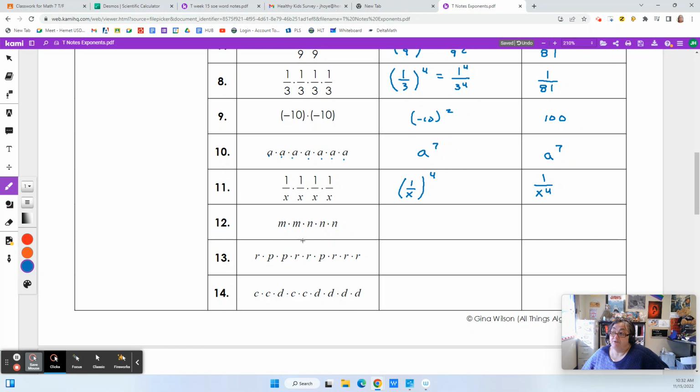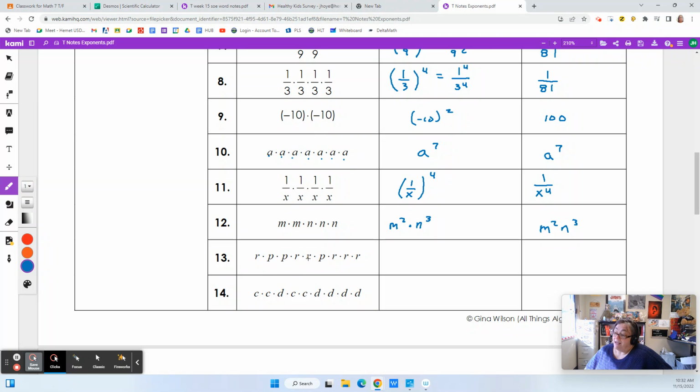Sometimes you're going to get letters mixed up. Like here I have 2 m's, right? I have m squared times n to the 3rd power. And we could just write that as m squared n to the 3rd power. We don't know what the value of m is. We don't know what the value of n is. All we can do is write it to its power.